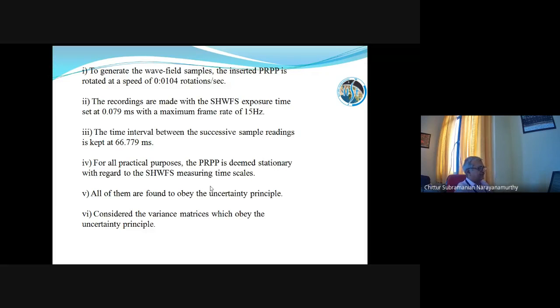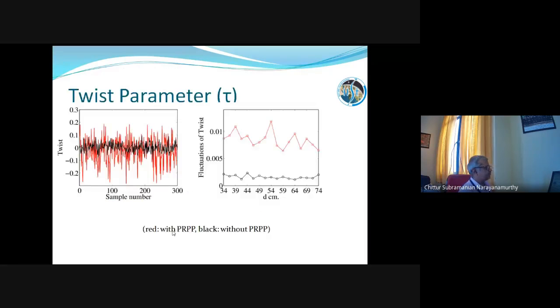So actually, it is stationary. We are measuring at the stationary value. We are trying to fix it up like that. So now all of them are found to obey the uncertainty principle. Consider the variance matrix which obeys the uncertainty. So first, we measured this parameter.